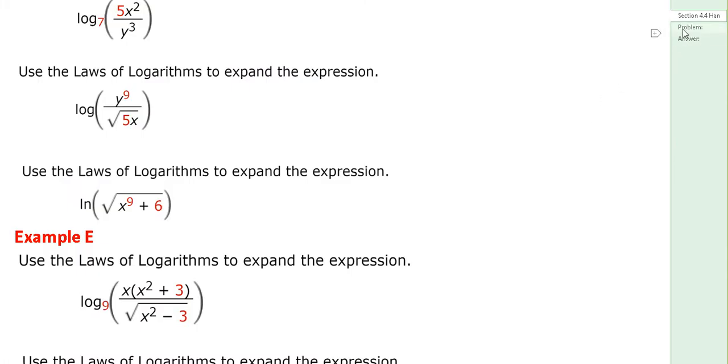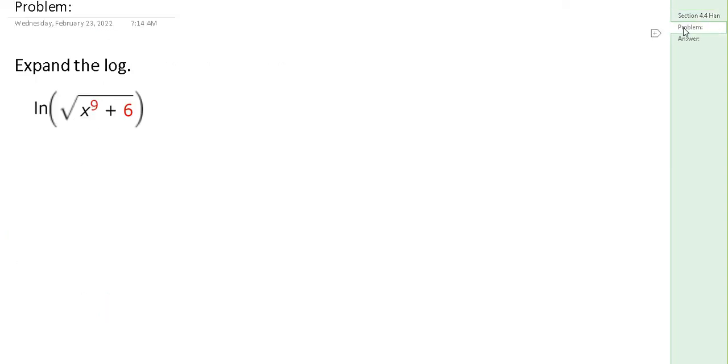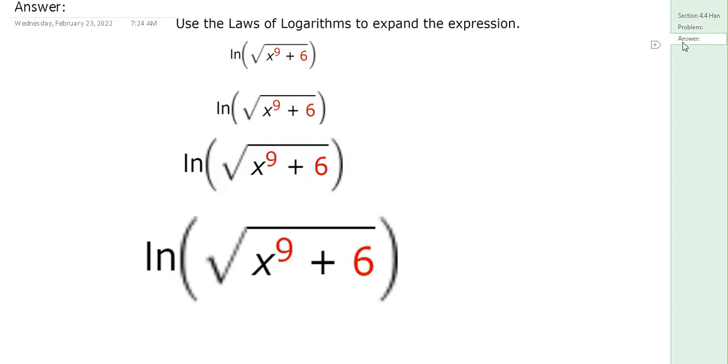Let's look at another problem of expanding. So we'll look at this one. Expand. And here's one possible answer, although I'm not suggesting that I'm actually going to give much credit for it. But if I ask you to expand the log, then this is possible.